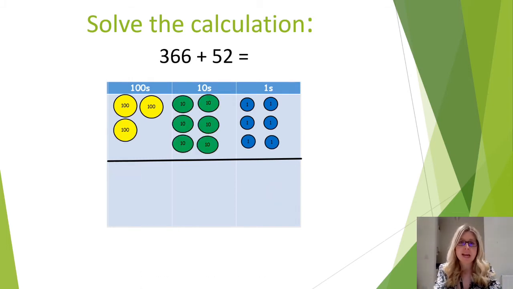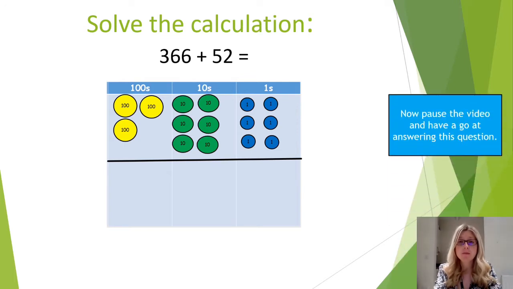So now it's your turn to have a go. We've got the calculation 366 add 52. So now pause the video. If you want to have a go at drawing the place value grid to help you, or you just want to work it out in your head, either is fine. Just do whatever you're comfortable with. But stop, take a moment and have a go at the question.